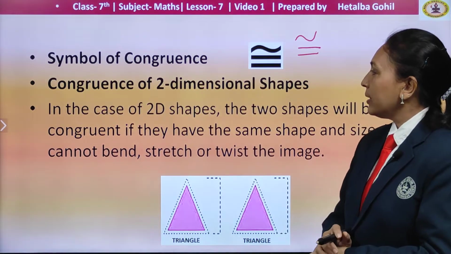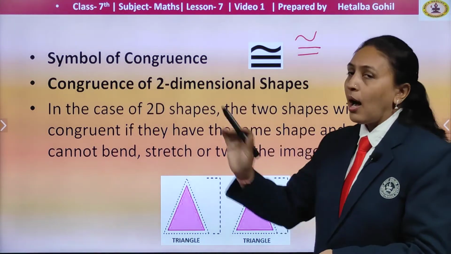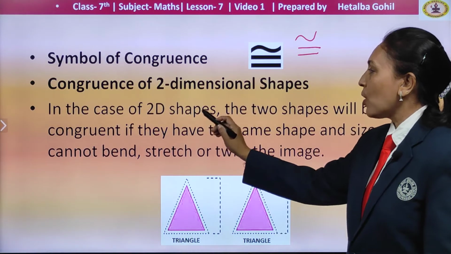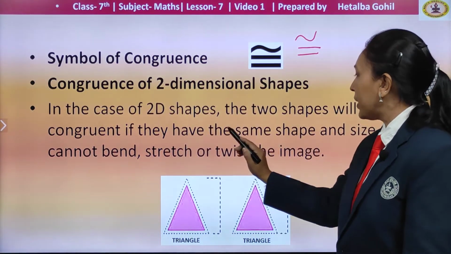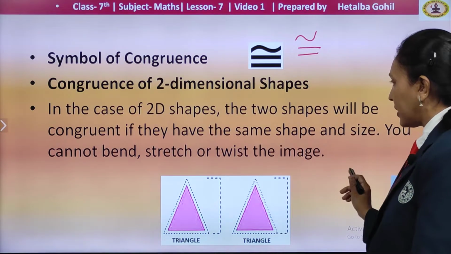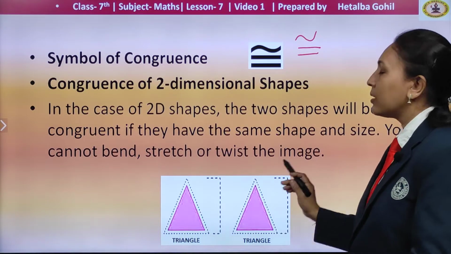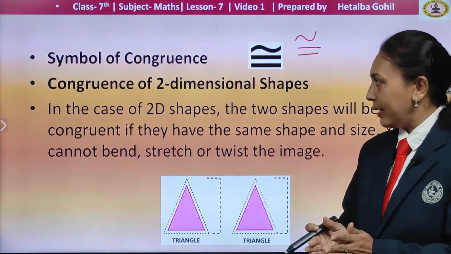Now, certain things related to plane figures, that is two-dimensional shapes, how are they congruent. In case of 2D shapes, the two shapes will be congruent if they have same shape and size. You cannot bend them, stretch them or twist the image to make it equal. They should be exactly identical.